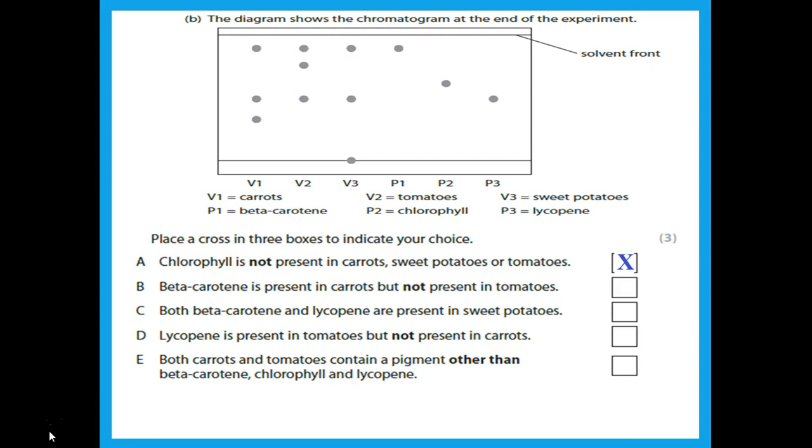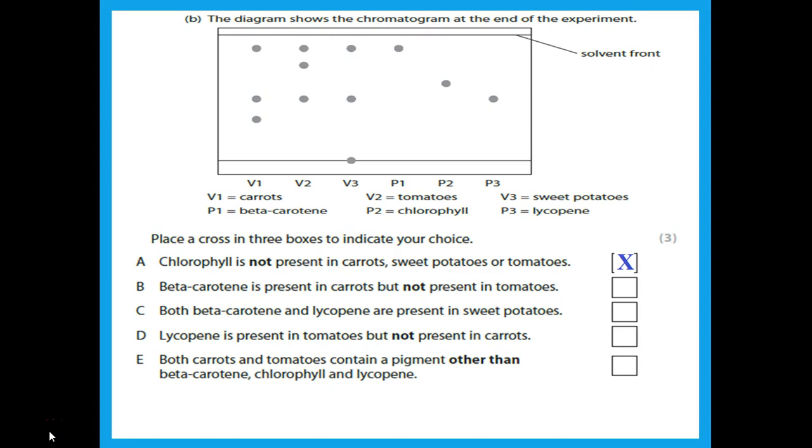Okay, what about B? B says beta-carotene is present in carrots, but not present in tomatoes. Which one is beta-carotene? Beta-carotene is P1. So we're looking at P1. And he's saying that P1 is present in carrots, which is V1, but not in tomatoes, which is V2.